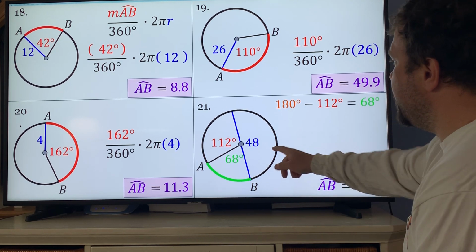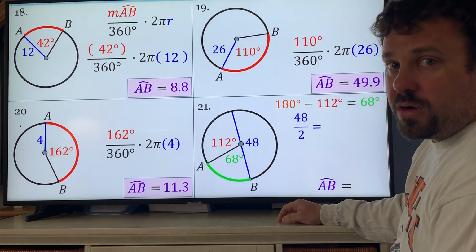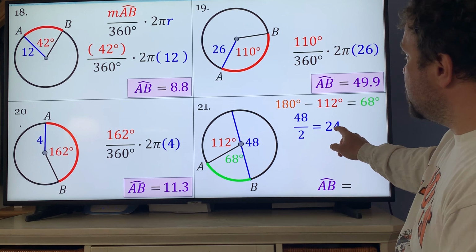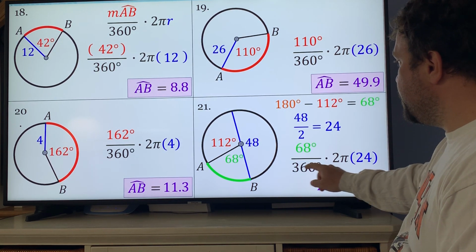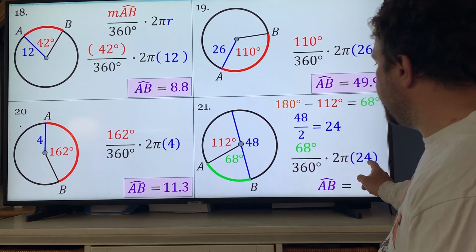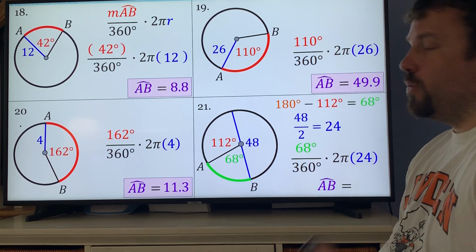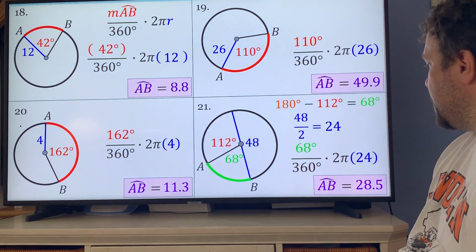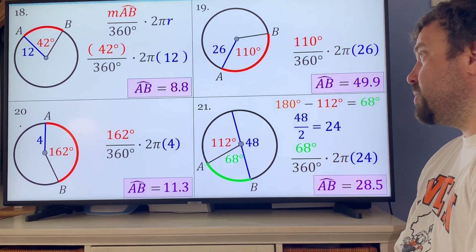360. We're going to use our radius. 48 is the diameter. We're going to convert that to a radius, which is 24. So when we plug it into our equation, it is 68 over 360 times 2 pi times the radius, which is 24. If you did 68 divided by 360 times pi 48, you can do that as well. Answer should be 28.5 though. Got it? Let's do a couple more.